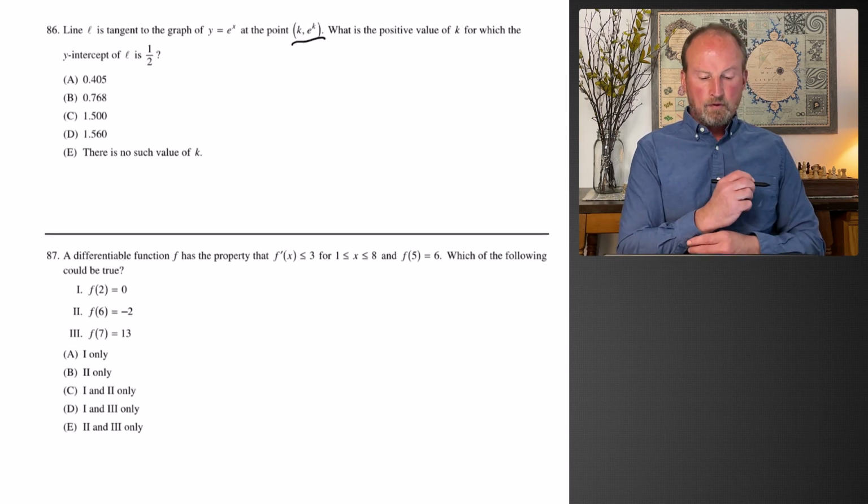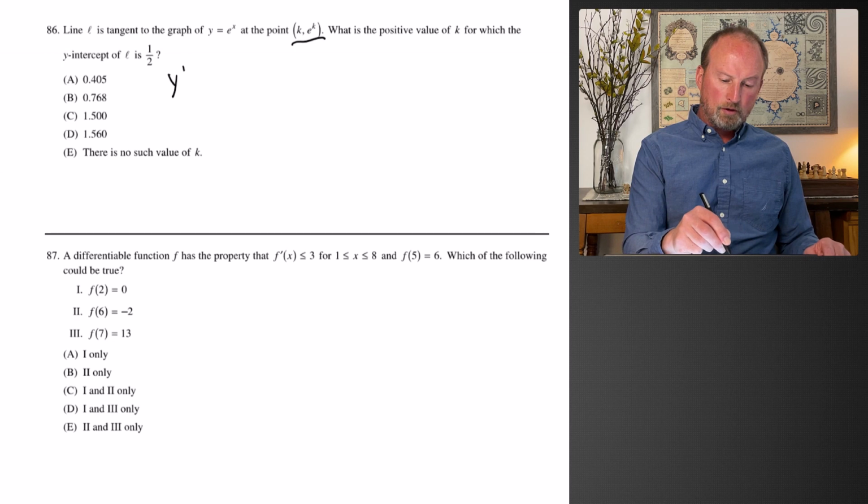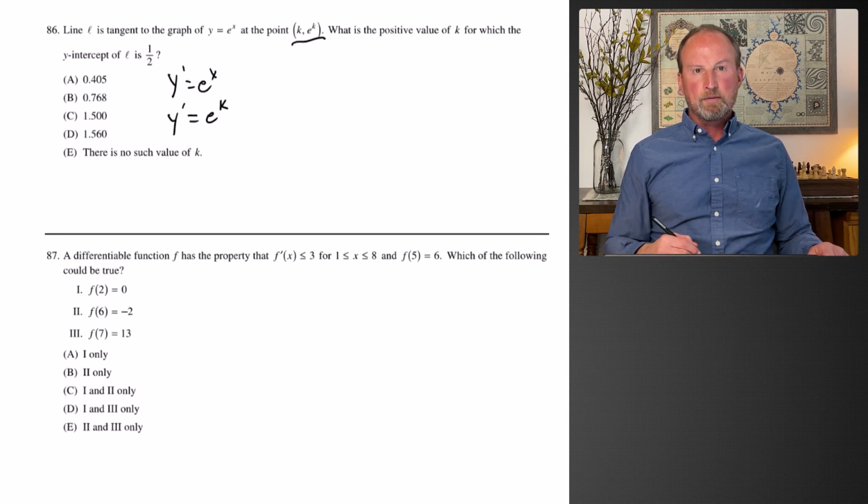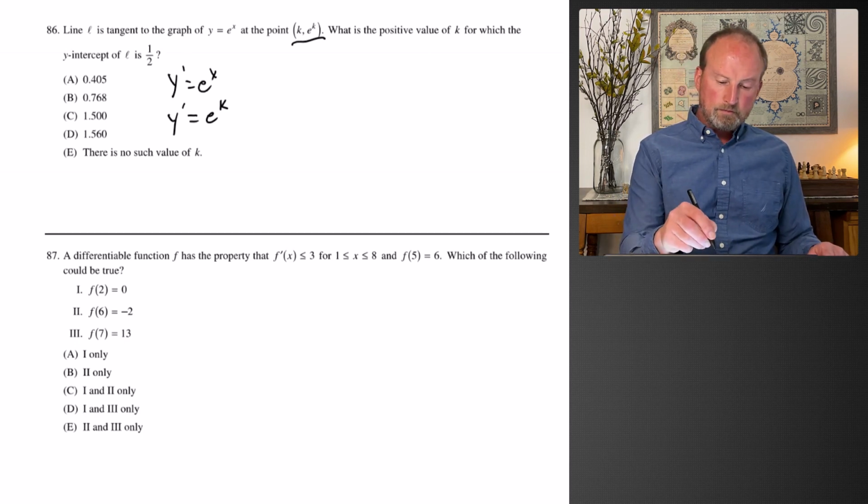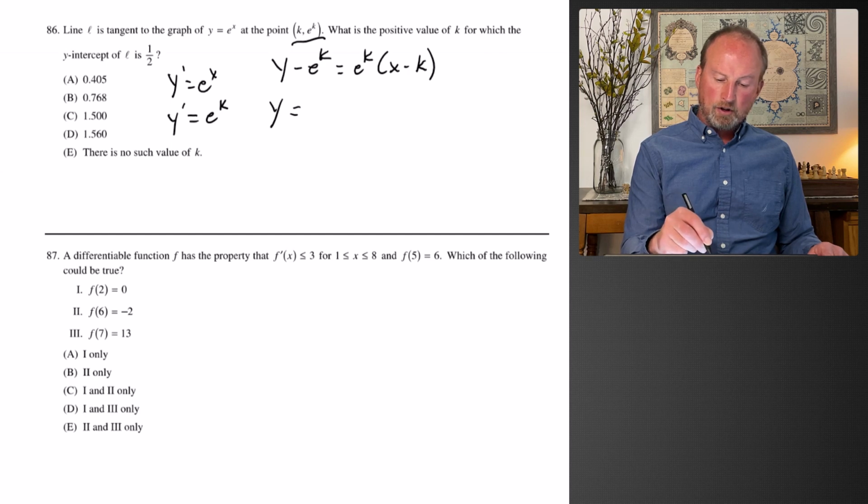Already given the point. So my slope then is just y prime, and my slope at the point x equals k is just y equals e to the k. Good to go. y minus y1 equals m times x minus x1. Doing a little rearranging so that I can get into y equals mx plus b. I'm going to distribute that so I get x e to the k minus e to the k plus e to the k.